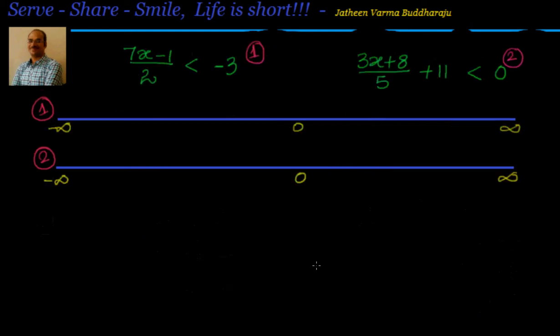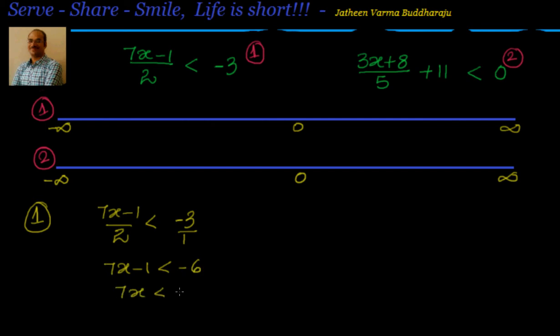Let's do one more problem. Let's look at one more system of linear inequations. Here we go. Let's solve the first one. 7x minus 1 by 2 less than minus 3. Now I have to find out the value of x. So what I will do, I can multiply by 2, so that I will have 7x minus 1 less than minus 6, or I can have 7x less than minus 6 plus 1, that is minus 5, or x less than minus 5 by 7. That is my first solution.